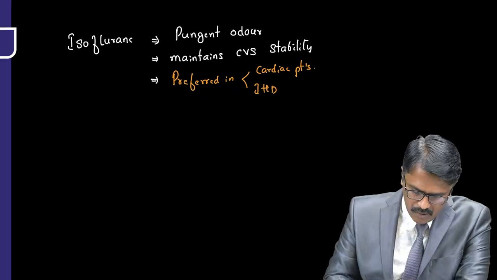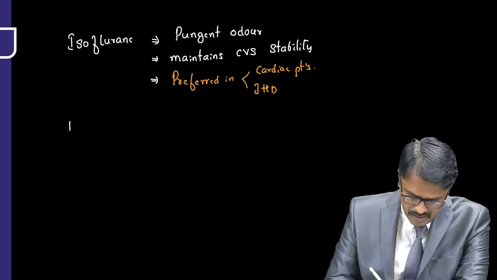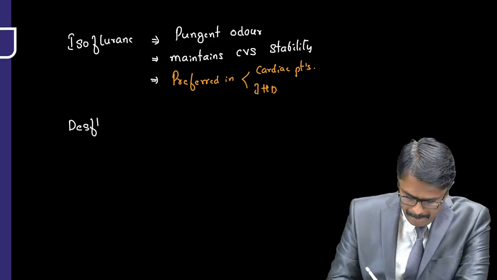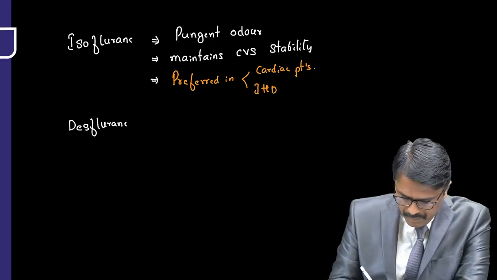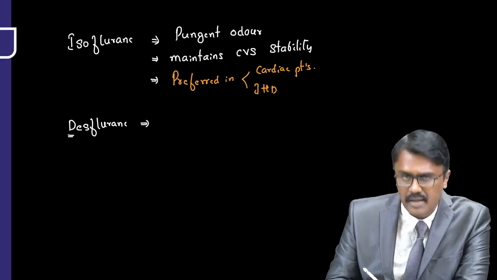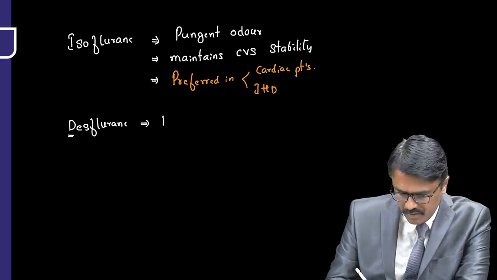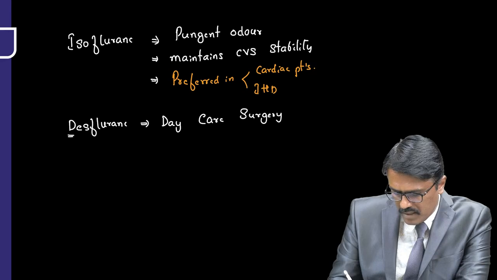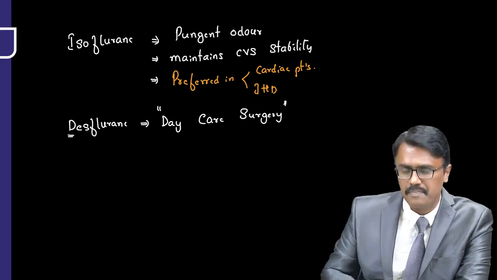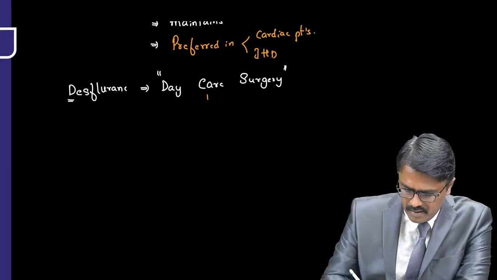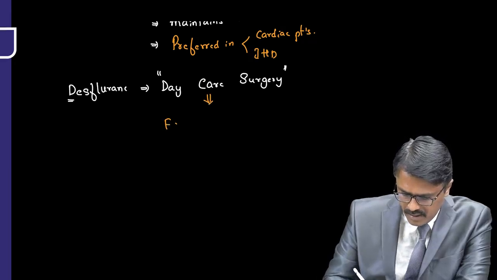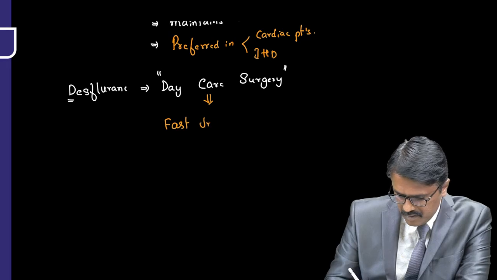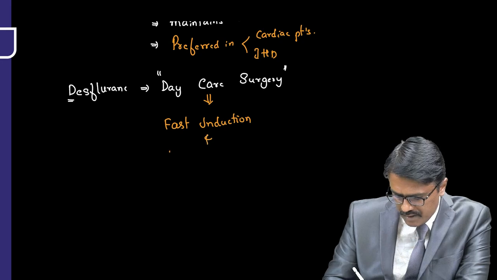Now once you know isoflurane, let us understand something called desflurane. Now the name starts with D. D, it is preferred for daycare surgery. Now remember why it is preferred for daycare surgery. The reason is simple. The drug has fast induction and fast recovery.